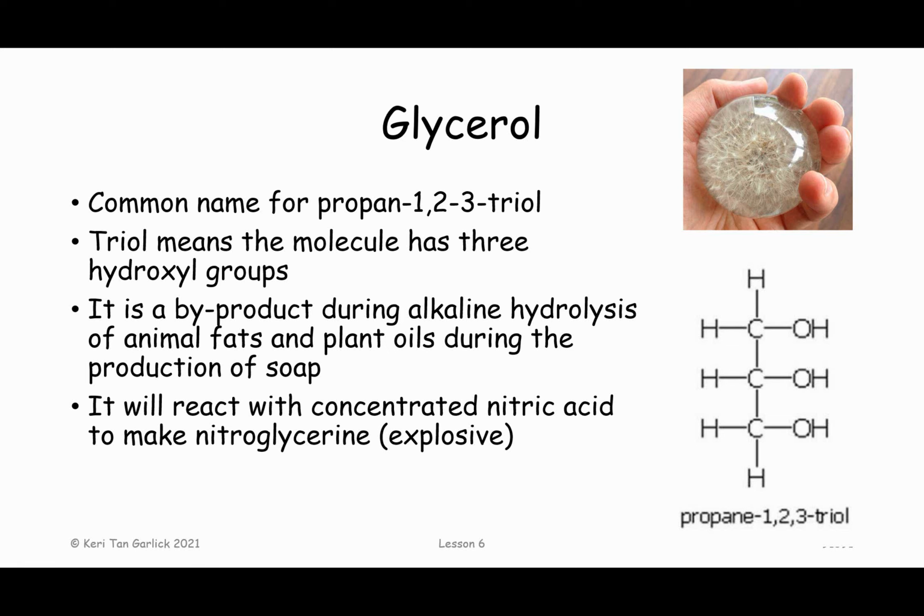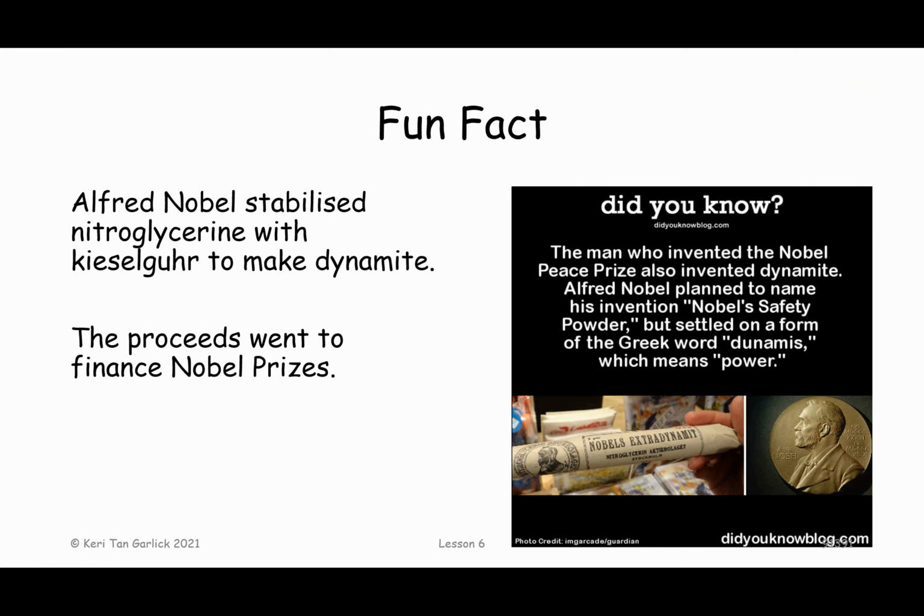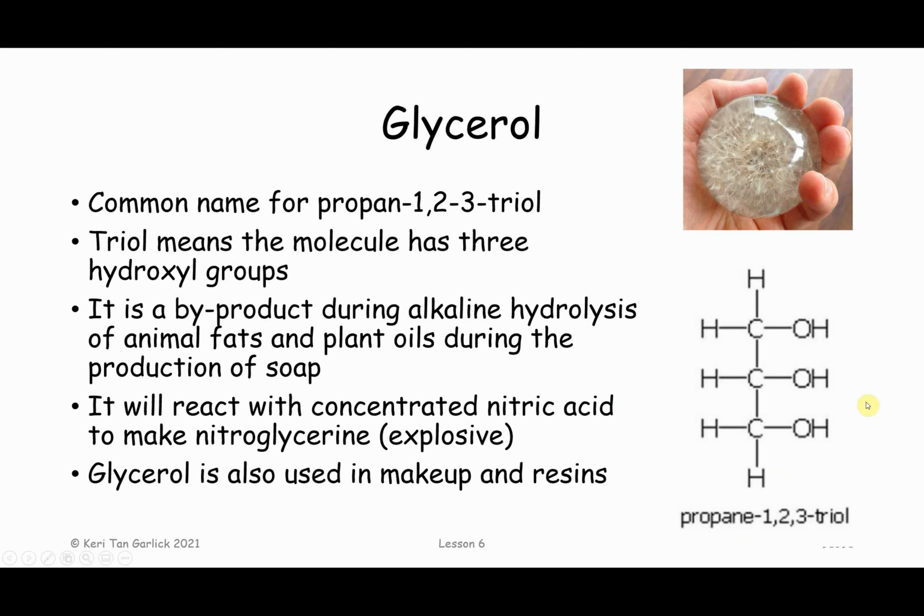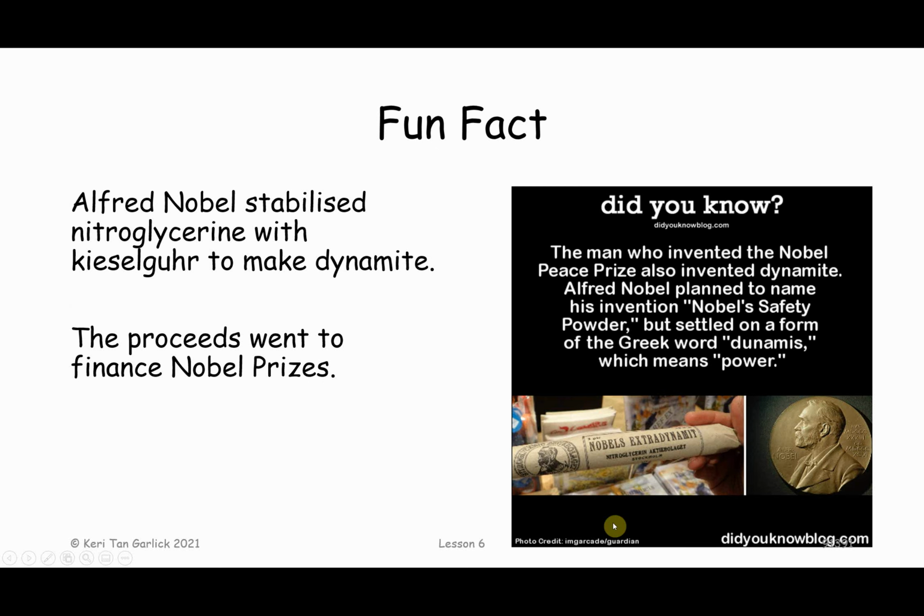And you can also react that with concentrated nitric acid to make nitroglycerin, which is an explosive. And then glycerol can be used in makeups and in resins as well, because it can do a lot of binding. Here's a fun fact. The Nobel Prize actually has some dark origins. Alfred Nobel got his money by making dynamite. He stabilized the nitroglycerin, so basically taking this molecule, reacting it with the nitric acid, and making a stable form of nitroglycerin that you can use as an explosive.